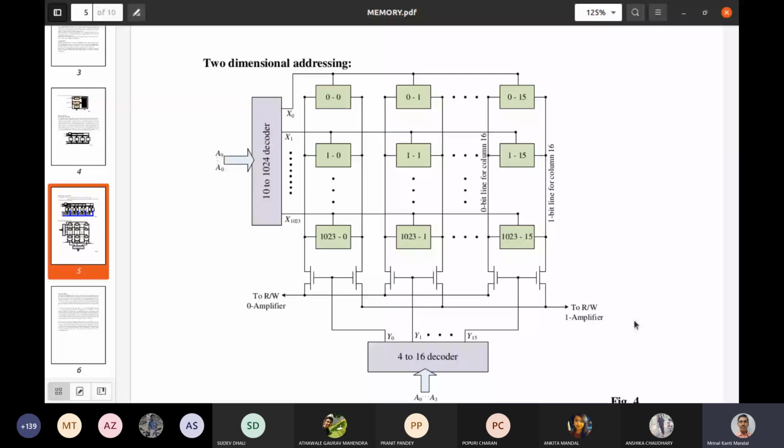So when you want to change all the bits, you have to select all these elements one by one, considering row and column. Then you have to read and write. Like this process, we can access or write the information in the two-dimensional addressing memory location. Point is clear?